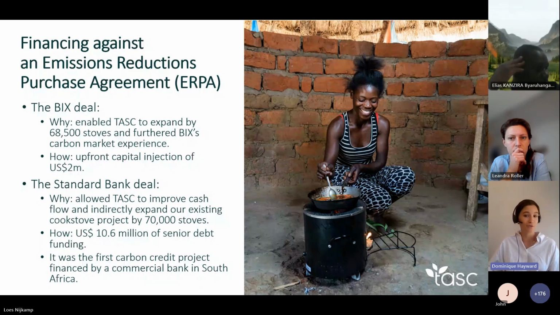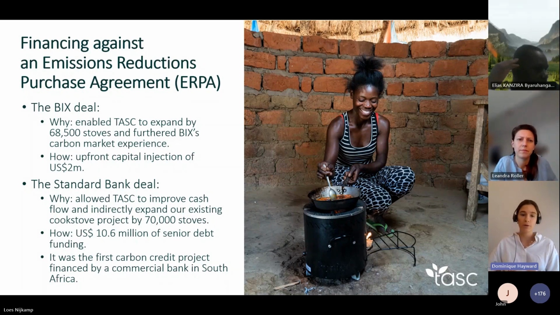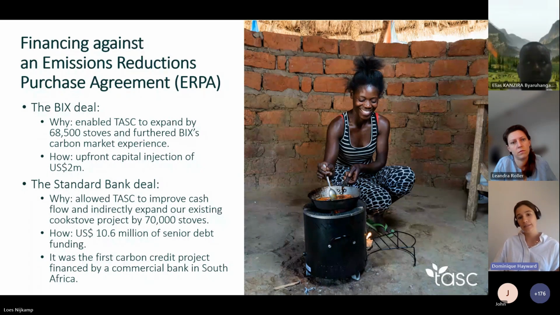And we found that obviously this was quite a match made in heaven. But more on the deal: unlike our current JV partner, who would rather receive repayment of the loan, interest, and a share of the carbon credit revenue, Bix wanted only a repayment of the principal and the interest resulting from the sale of credits at a floor price, which was stipulated in the ERPA. The ERPA was then signed between Bix and TASC Parent Co. And this mandated the creation of an SPV, or special purpose vehicle, to which Bix then loaned the money. And this meant that we could expand our existing project by 68,500 stoves.